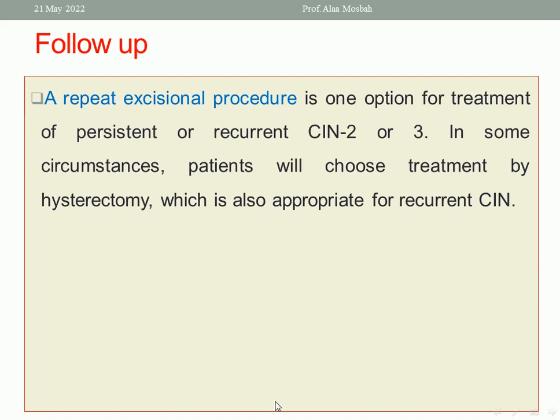Okay, what about persistent or recurrent CIN2 or 3? What is the treatment? Treatment may be a repeat excisional procedure like LEEP, like laser conization, like cold knife conization, or if the patient completed her family size and has no desire for more children and she preferred to do hysterectomy, go on and do hysterectomy as a line of treatment. So either a repeated excisional procedure or do hysterectomy.